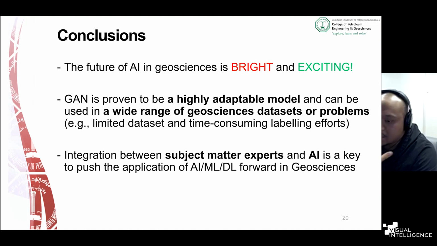GAN itself, as an algorithm, has proven to be highly adaptable, and can be used in a wide range of geoscience datasets and problems. And I think having this approach could at least, not really solve the problem, but give an alternative for how we can go about limited, imbalanced datasets and also the labeling problems. And at the end of the day, in every field, integration between subject matter expertise and AI is always the key if we really want to push the application of AI in geosciences.